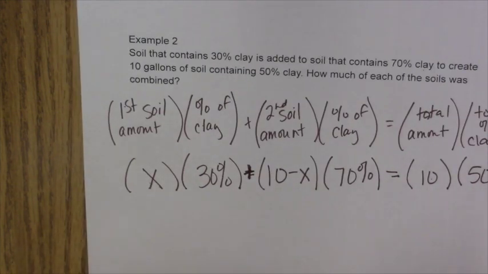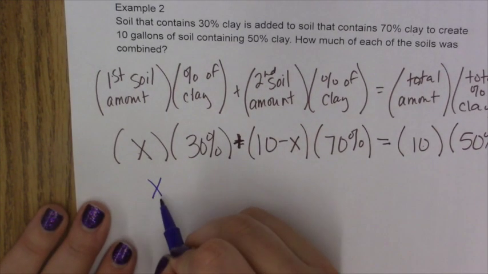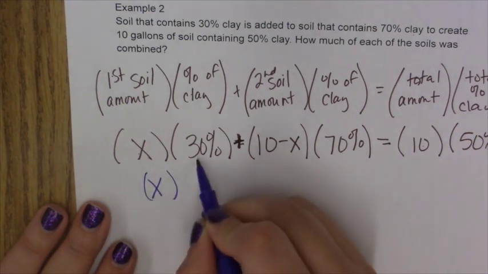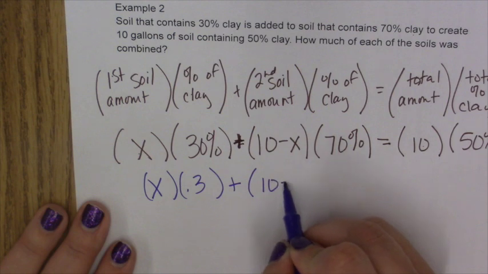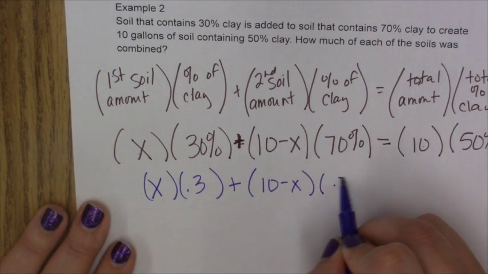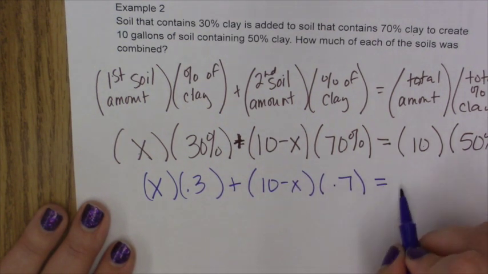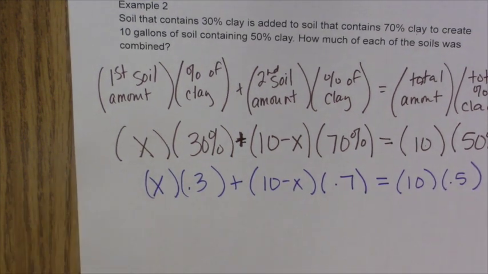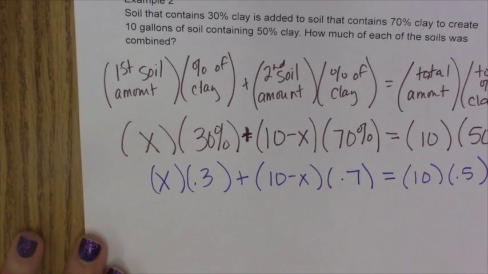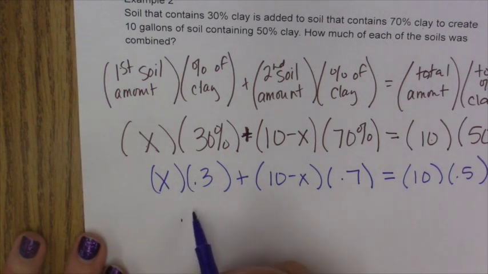All right, so now we're going to rewrite this and then we can solve. All right, so we have x times 0.3 plus (10 minus x) times 0.7 equals 10 times 0.5. Now we're going to do some simplifying. When I multiply these together, I get 0.3x.